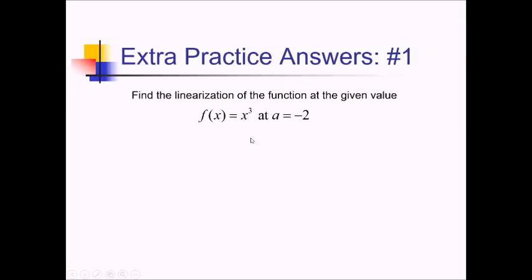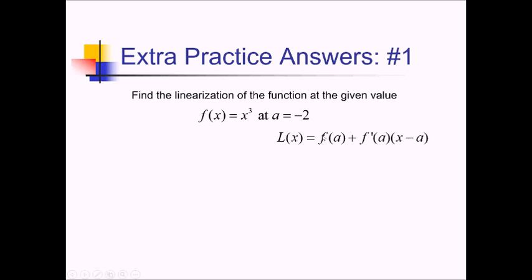On this problem, we're trying to find the linearization of this function here from the point of tangency a equals -2. So we'll start with our linearization formula. L of x equals f of a plus f prime of a times x minus a. And a in this case is -2, so we need to find f of -2 and f prime of -2.